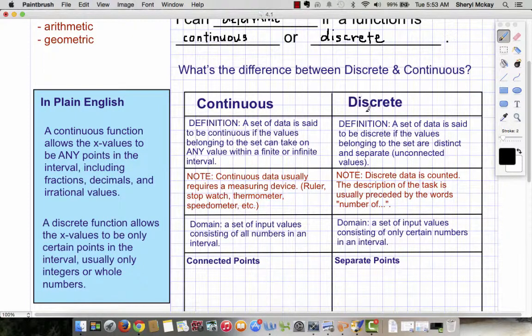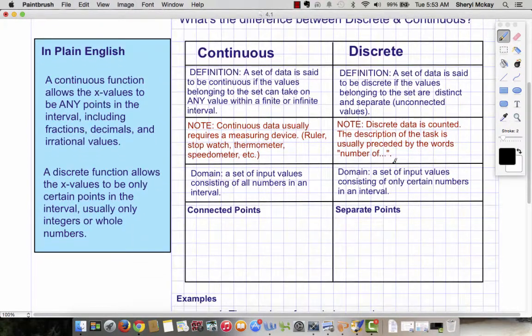And a discrete function says a set of data is said to be discrete if the values belonging to the set are distinct and separate or unconnected values. So that'll make more sense as we go on. So a key for continuous data, the important thing to remember is that continuous data usually requires a measuring device like a ruler or a stopwatch or thermometer or speedometer. So we're measuring something, and we can have lots of in-between amounts.